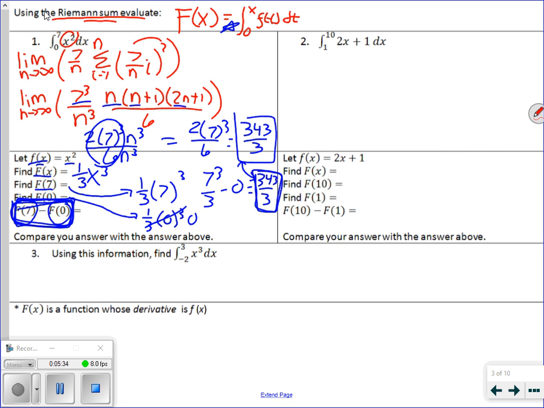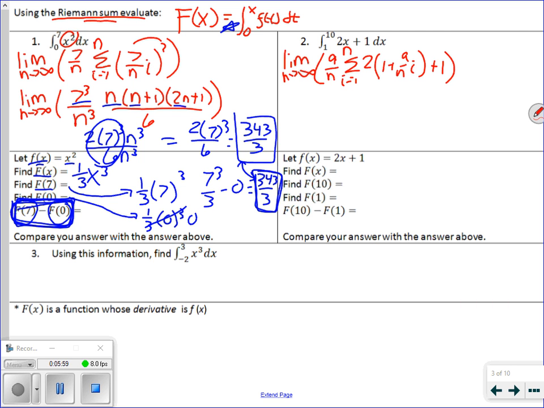I'm going to really simplify this a little bit. The setup is the limit as n approaches infinity of (b minus a) over n, or 9 over n, summation i equals 1 to n, and I'm going to plug in a plus (b minus a) over n times i for x. So that's 2 times (1 plus 9 over n i) plus 1.